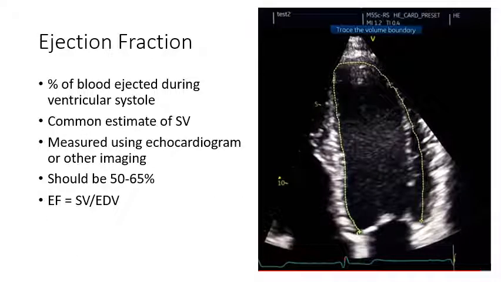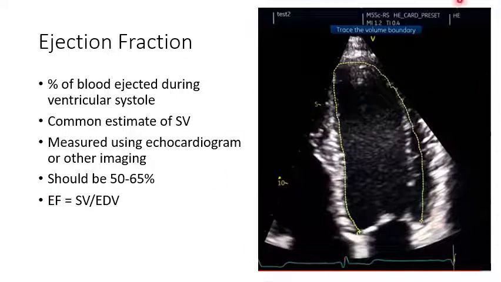So in order to measure cardiac output, we need to know the stroke volume, but it's really hard to measure the stroke volume without getting all up in someone's heart, which is not something that you want to do to them. So we use something called the ejection fraction instead. The ejection fraction is the percentage of blood that's ejected from the ventricles during systole. It's not the same as stroke volume, but it's very close to stroke volume, and it's a good way to estimate stroke volume. You can measure ejection fraction using an echocardiogram.